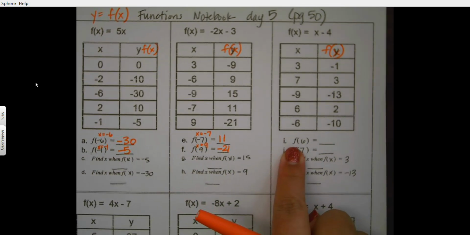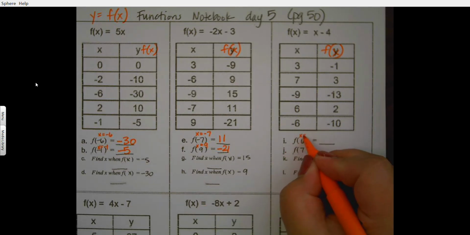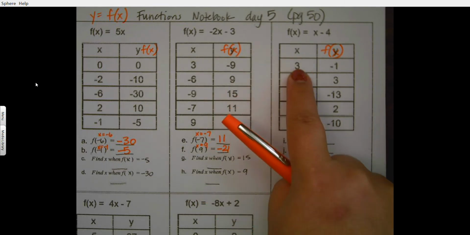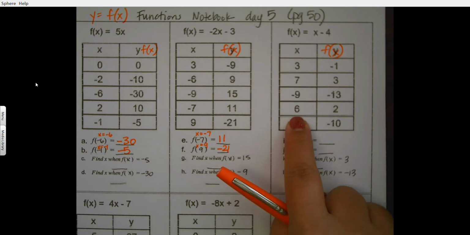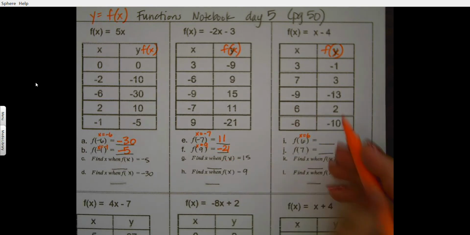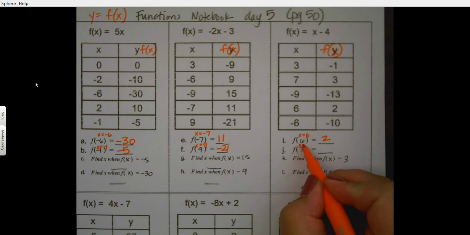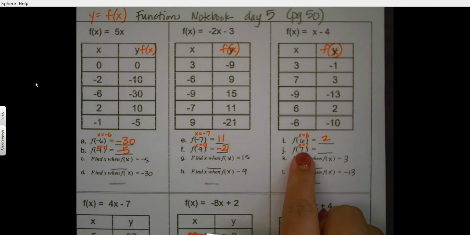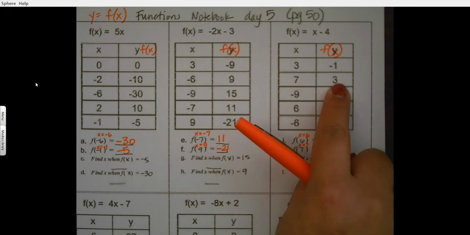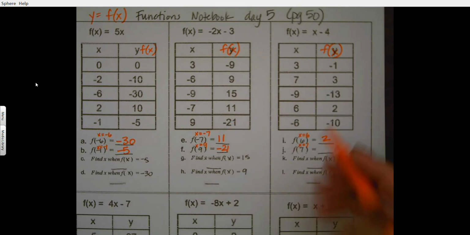F of 6. X is equal to 6. I replaced my X with 6. So my answer, or my f of X, is 2. F of 7. So my X is equal to 7. What's my f of X or Y value that I get out?